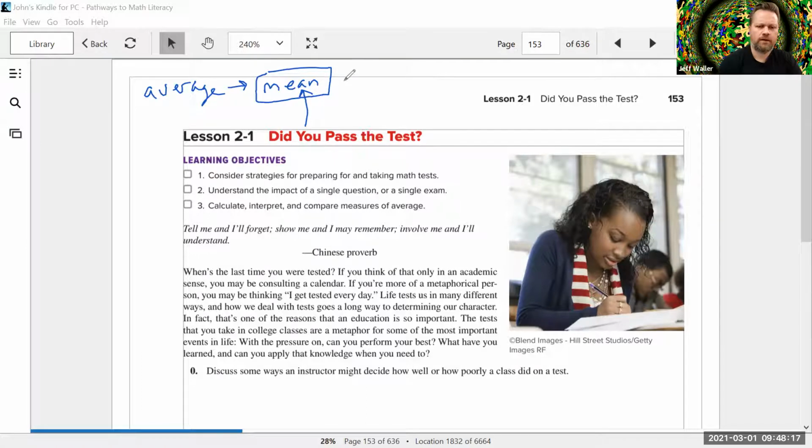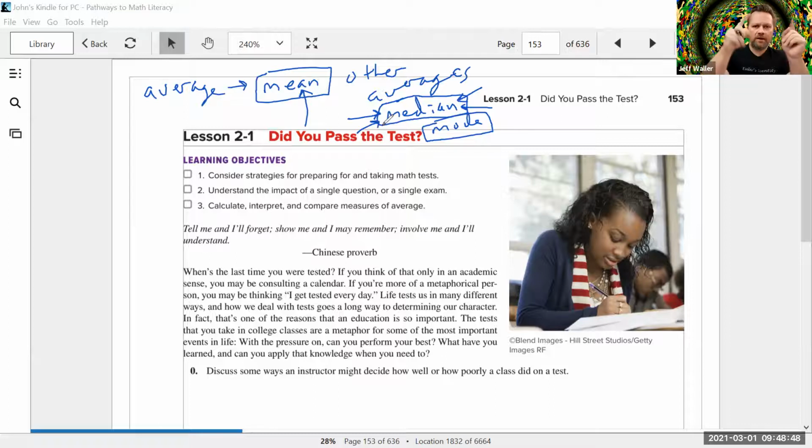And there are other averages that exist. They're called the median and the mode. And I might show you one more besides that. I don't know if anybody's ever heard the median before, besides in the road, right? Where's the median in the road? In the middle. So the median would be the number that's in the middle. Does that make sense? Okay. And the mode, we'll talk about that.